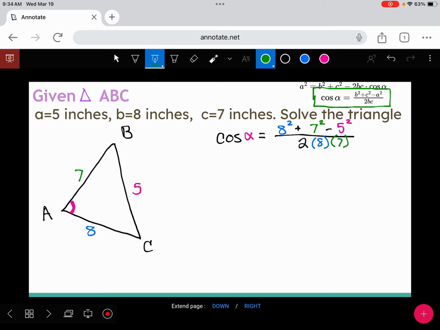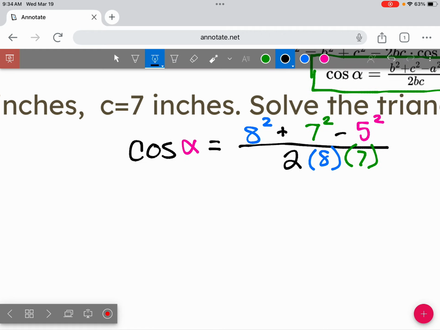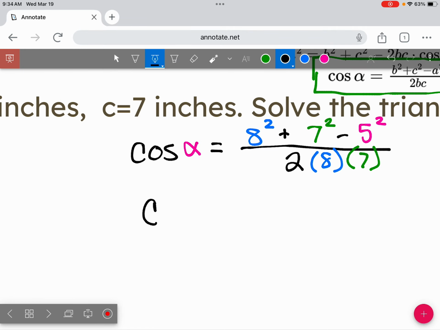On these, I do highly recommend that we simplify before we try and do an inverse. Because we can find out that our cosine of alpha is going to equal 8 squared plus 7 squared minus 5 squared. We should not get 11. I got 11 over 14. Oh, it might have simplified for you.